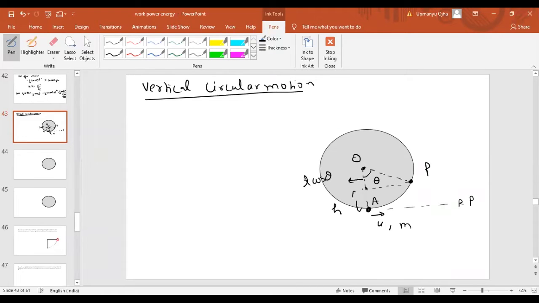Now, in vertical circular motion, we know that this motion is due to the gravitational force, and gravitational force is a conservative force, so we can conserve the energy here. By energy conservation, the initial energy must be equal to the final energy. The initial energy at A will be only kinetic energy, because we have taken A as the reference point. So half m u square is the initial kinetic energy. That should be equal to what?